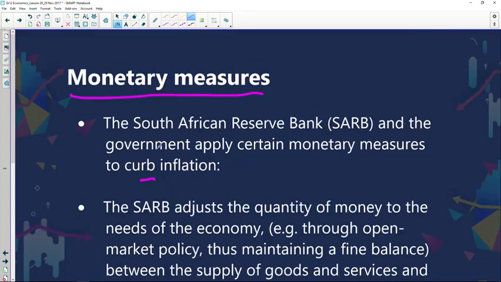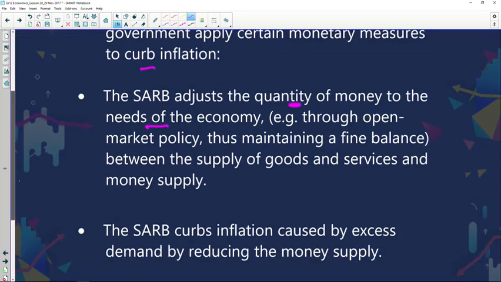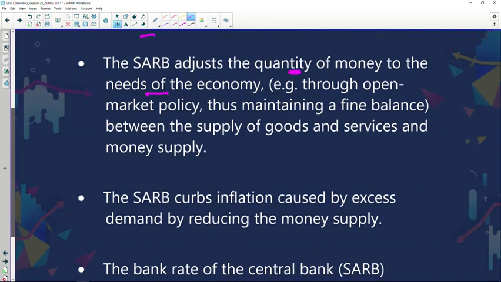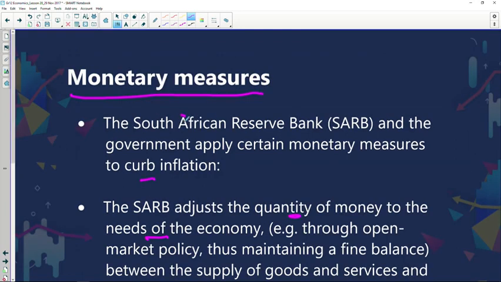So the Reserve Bank could adjust the quantity of money to the needs of the economy. Because remember, when we have too much money floating in the economy, that results in high levels of inflation. So we don't want that situation. So what the Reserve Bank can do is to adjust the quantity of money based on the needs of the economy or the residents of the country. So through open market policy, this can be achieved.